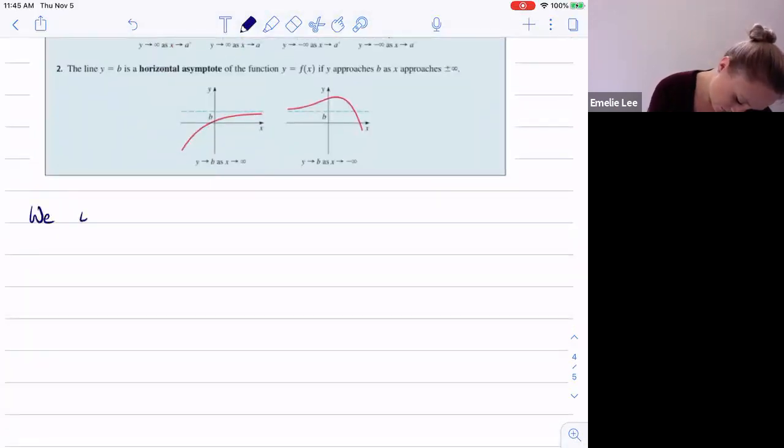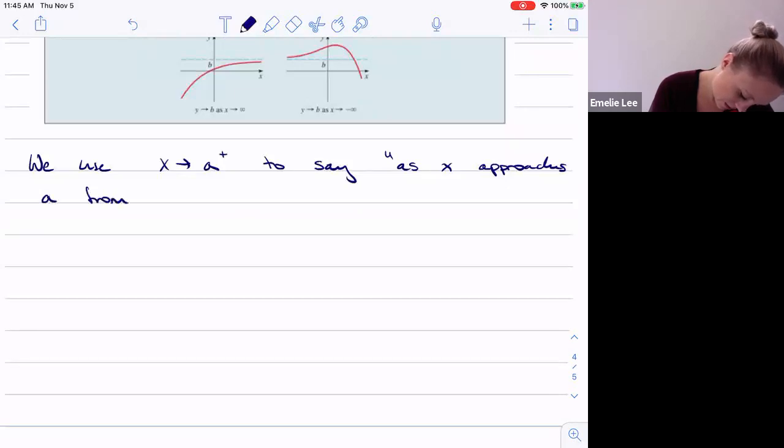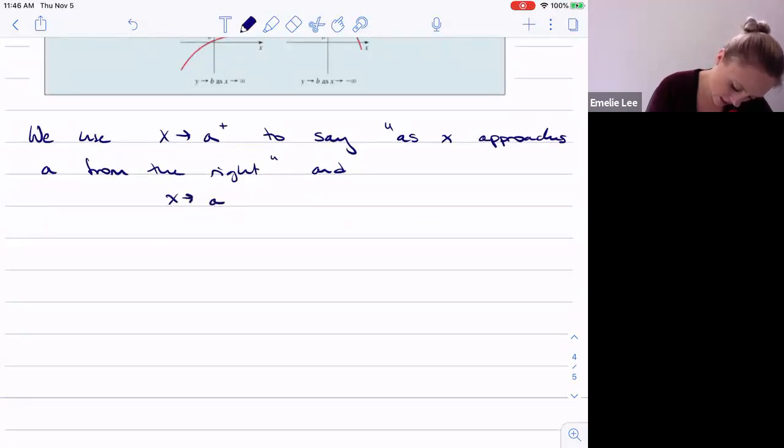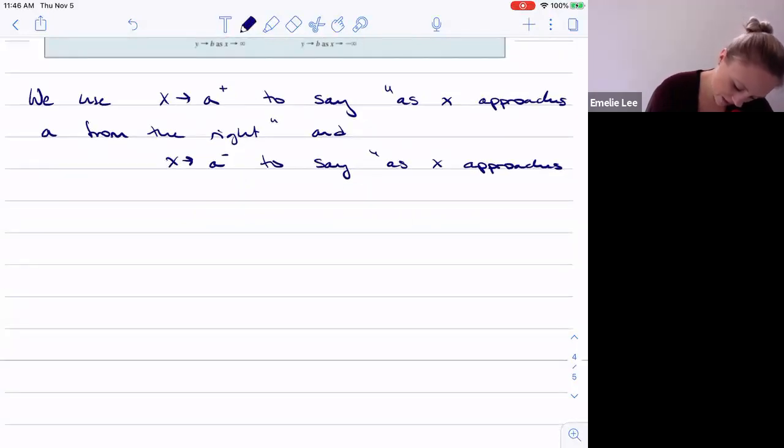So we use x is approaching a plus, right, to say as x approaches a from the right, and x approaches a from the left, right, to say as x approaches a from the left.